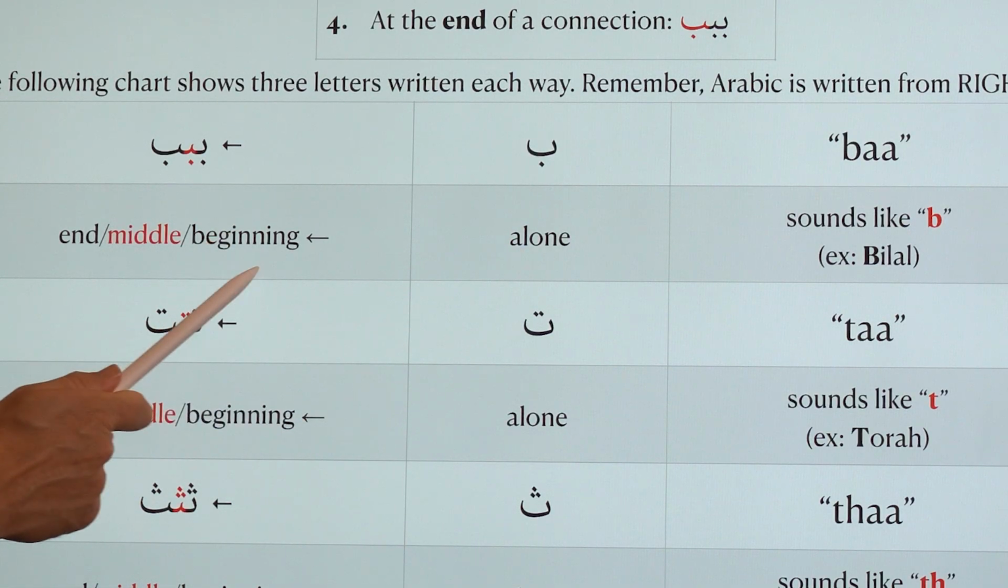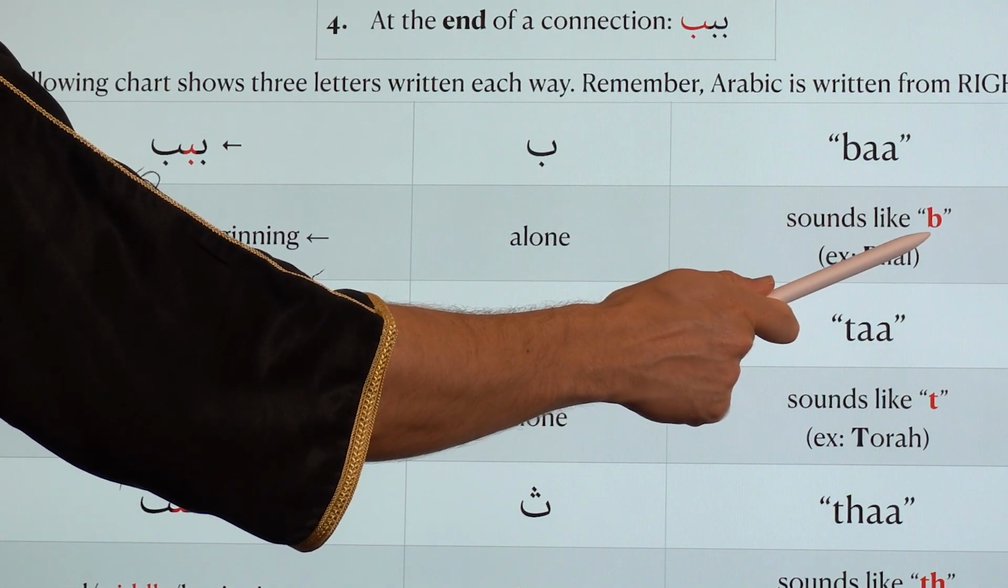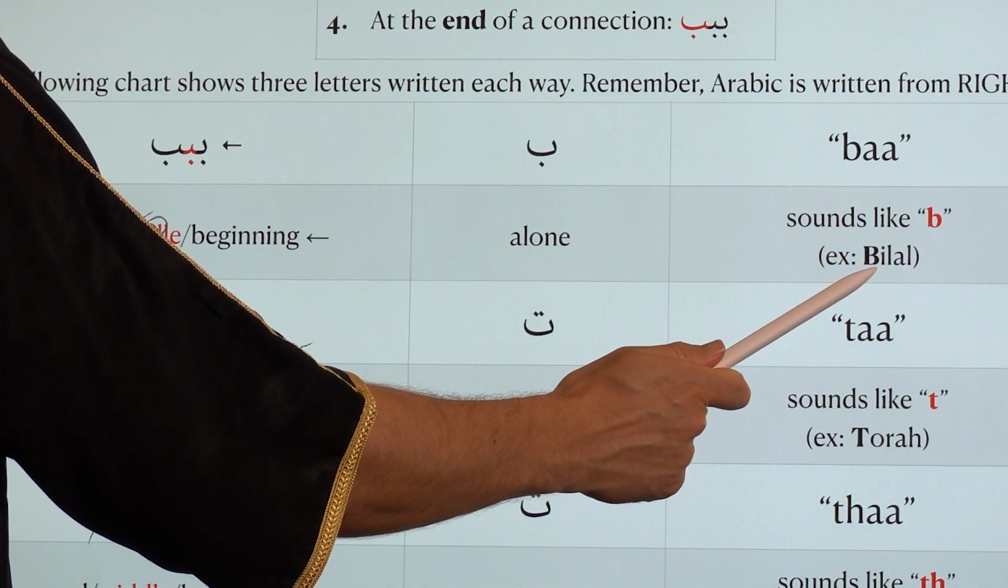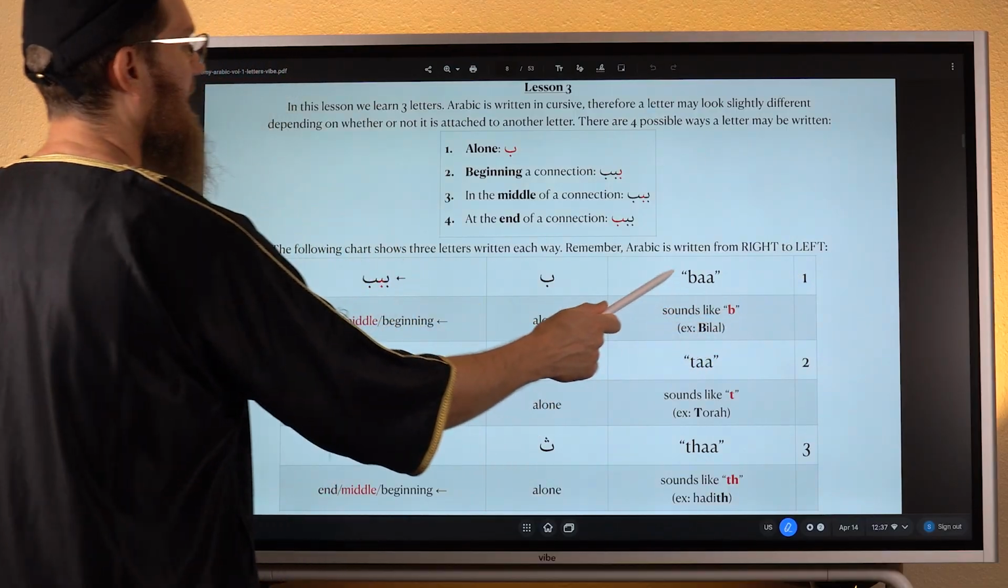We show how it looks in the beginning, middle, and end of a connection. We give you a comparison in English to how the letter sounds. And then we give you an example of a word in Arabic that uses the letter. So the first letter is the letter ba.